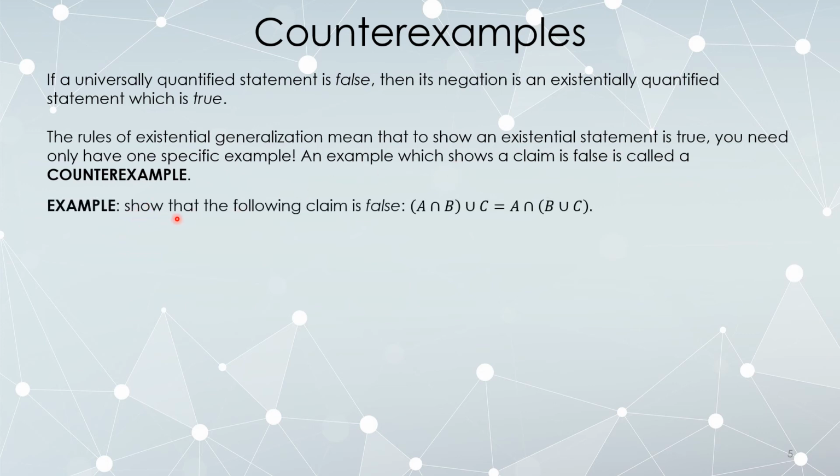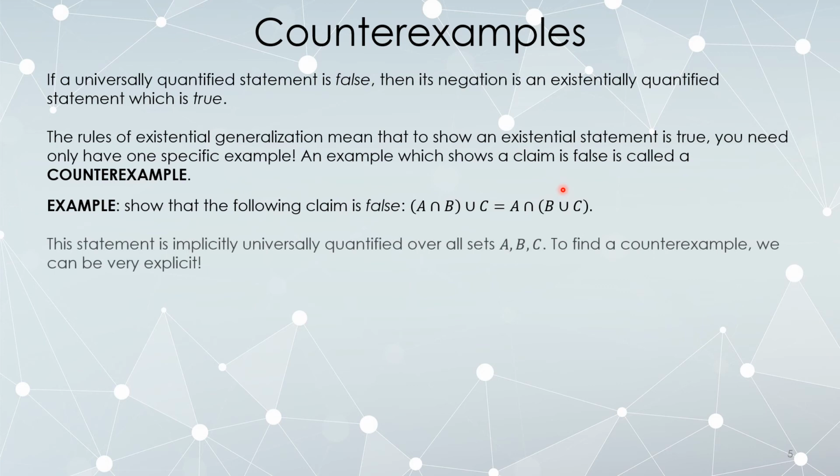So, show that the following claim is false. A intersect B union C is equal to A intersect B union C. This is not true. If this is not always true for any sets A, B, and C, then it must be possible to find sets A, B, and C that make it false. Okay, so since this is implicitly universally quantified, this is saying for any sets A, B, and C.